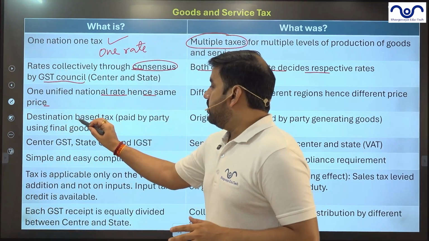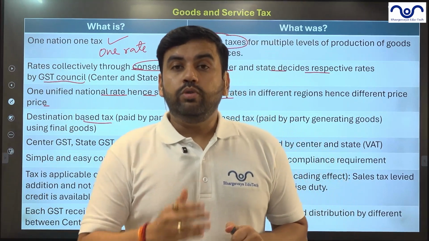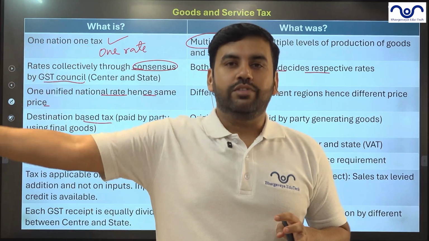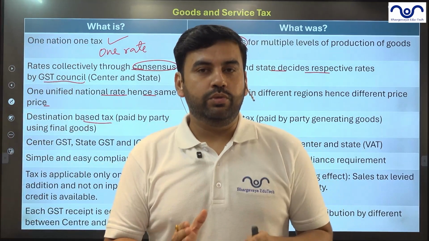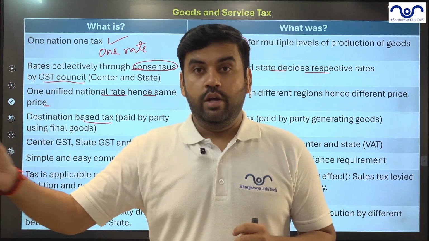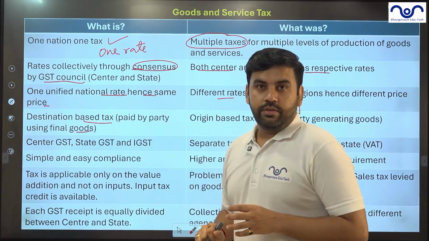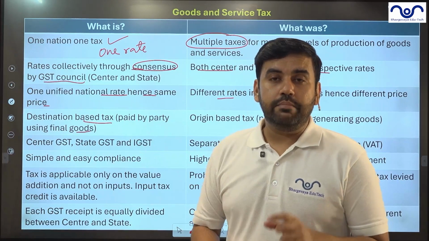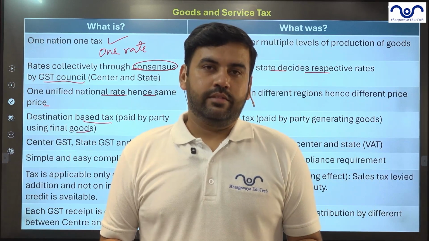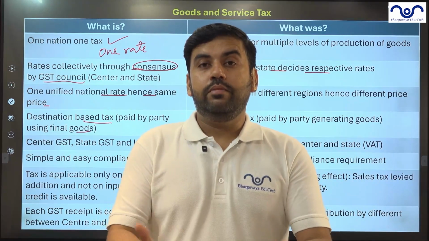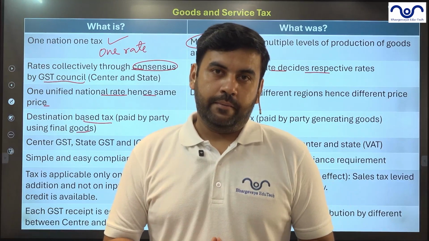Now, destination-based tax. Destination-based tax means the tax will be imposed only if it reaches the final destination. That is, the good or service which has been produced is actually being consumed. So it is consumption based, paid by the party using final goods. Anyone who is using a particular product as an intermediate will not be covered in this. In that case, the tax will be reversed. They will get the input back.